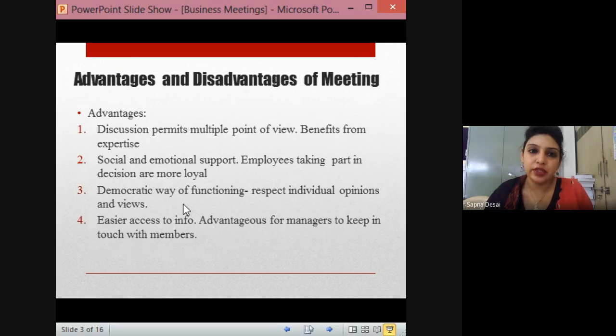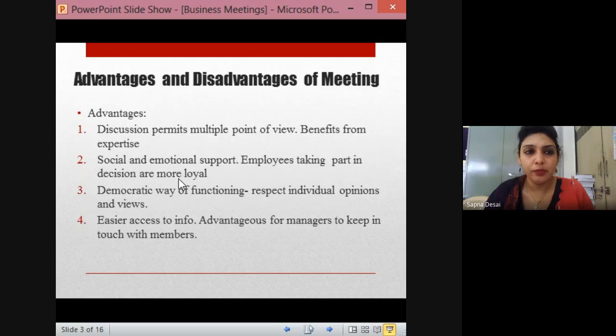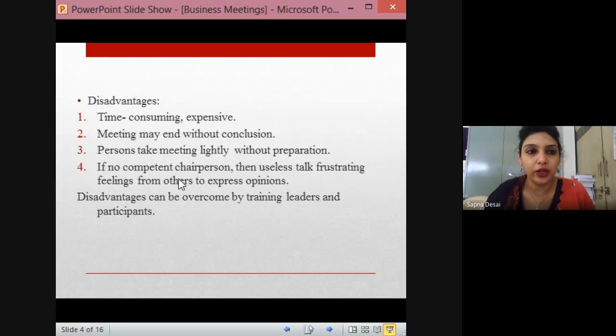Advantages and disadvantages we saw. The advantages are many, and the disadvantages of the meeting can be eliminated if leaders are trained, that is the chairperson, and if participants play their role properly. Basically, calling a business meeting is advantageous because it promotes brainstorming. It promotes healthy discussion, and conclusions can be reached in a democratic manner. So this is the advantage.